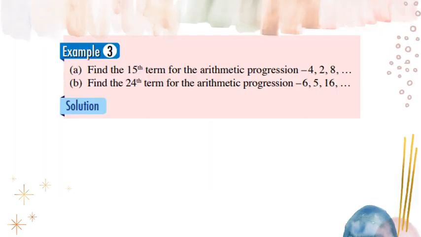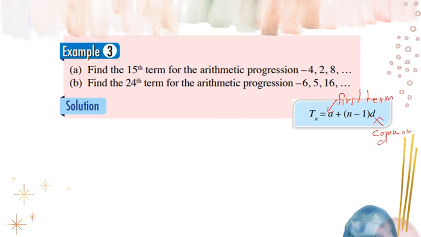Okay, example 3. A, find the 15th term for the arithmetic progression -4, 2, 8, and so on. And B, find the 24th term for the arithmetic progression -6, 5, and 16, and so on. So, remember the formula? Tn is equal to A plus (n minus 1)D, which is A is the first term, D is the common difference. So, if you are given this sequence, you have to identify what is A, what is D.